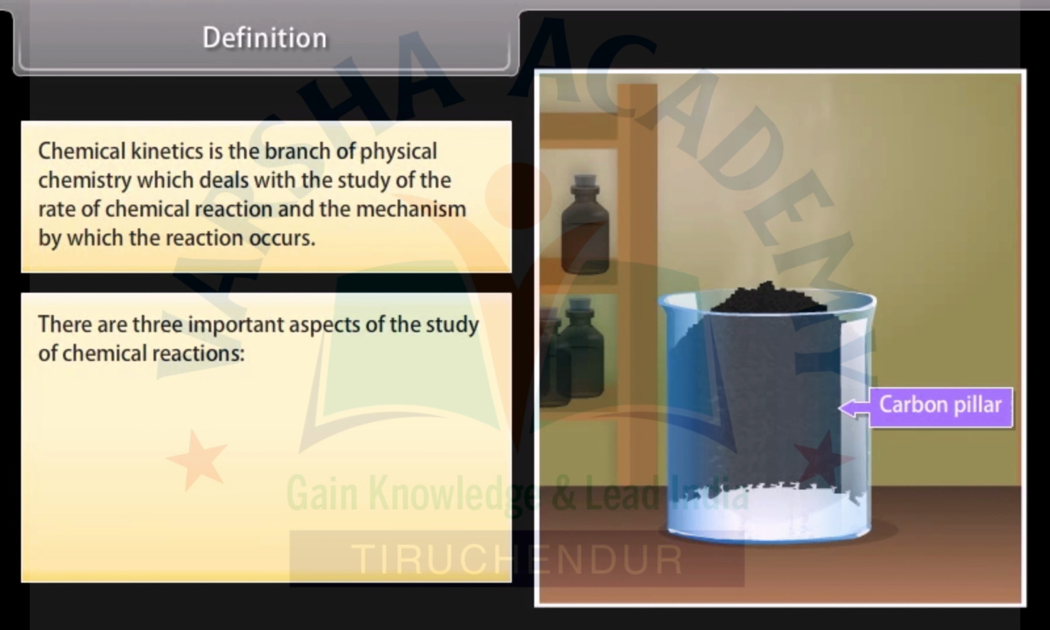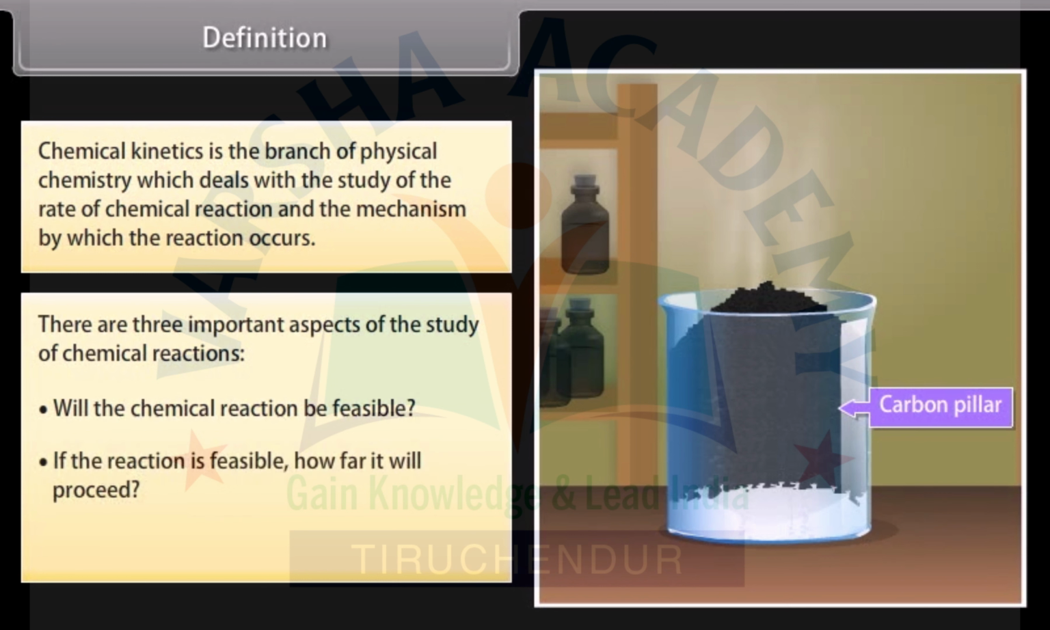There are three important aspects of the study of chemical reactions. Will the chemical reaction be feasible? If the reaction is feasible, how far will it proceed? How fast would a reaction occur?